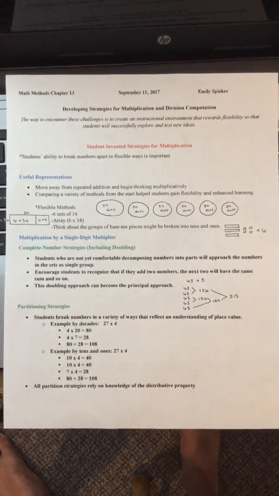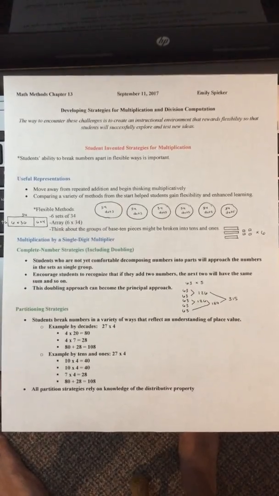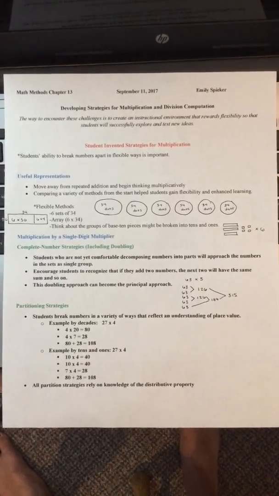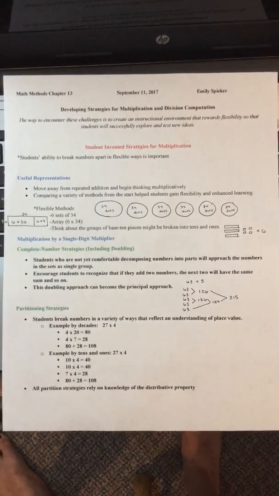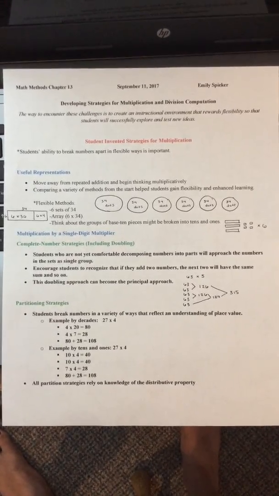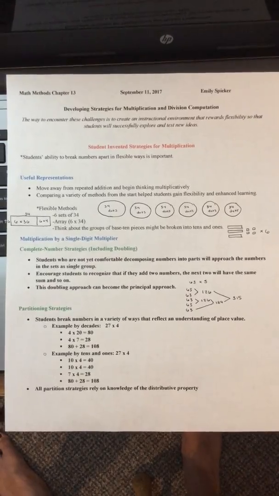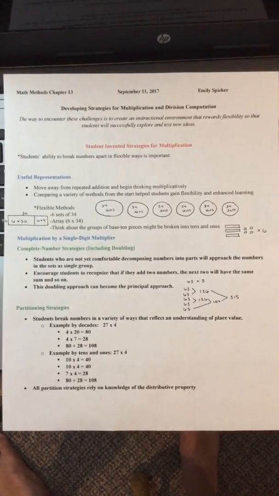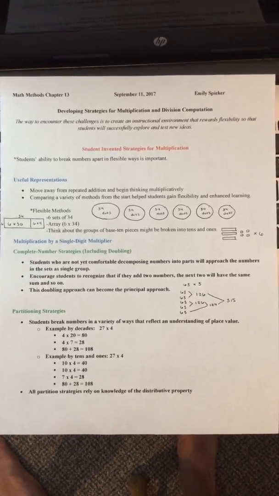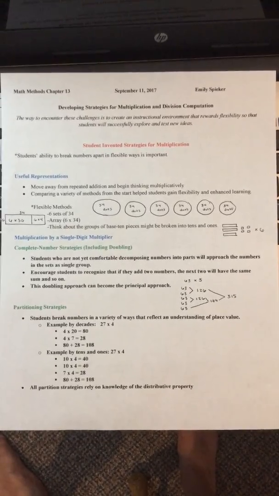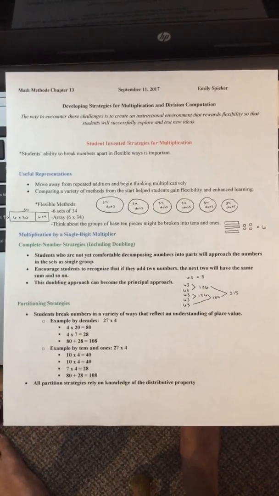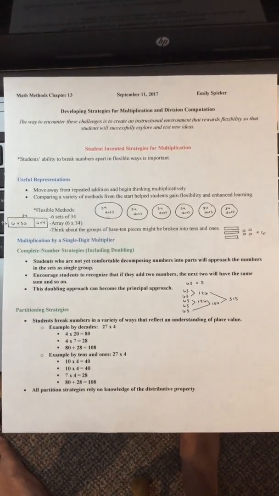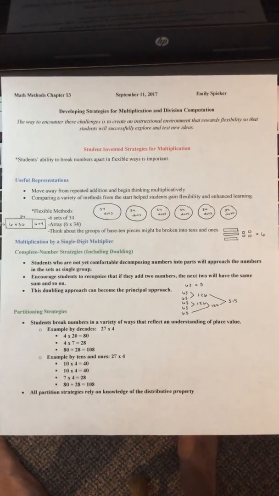To begin, there were several models provided for students to develop conceptual understanding of multiplication before doing the standard algorithm. For example, the book provided complete number strategies where students are able to basically do repeated addition in order to develop that understanding of multiplication. Next, partitioning strategies where students break apart numbers in a variety of ways that reflect an understanding of place value.